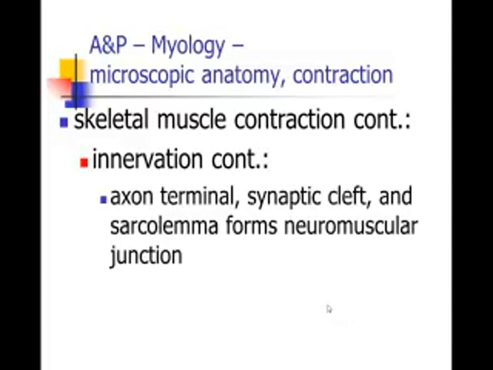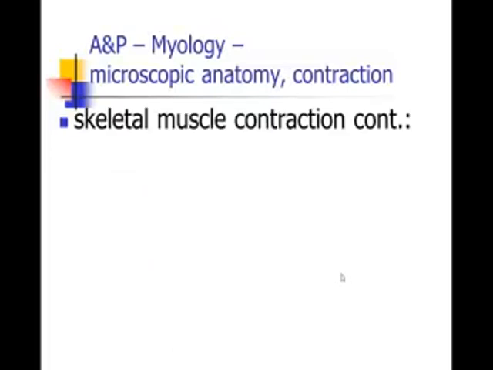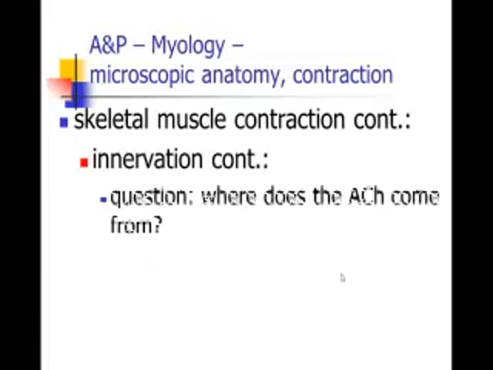The axon terminal, synaptic cleft, and sarcolemma all together form what we refer to as a neuromuscular junction. Okay, and there are vesicles in the axon terminal. Vesicles, remember back from our discussion of cells, are like little balloons full of material, and in this case the axon terminals are going to have acetylcholine inside those vesicles. And we talked about how those could be released into the interstitial fluid.